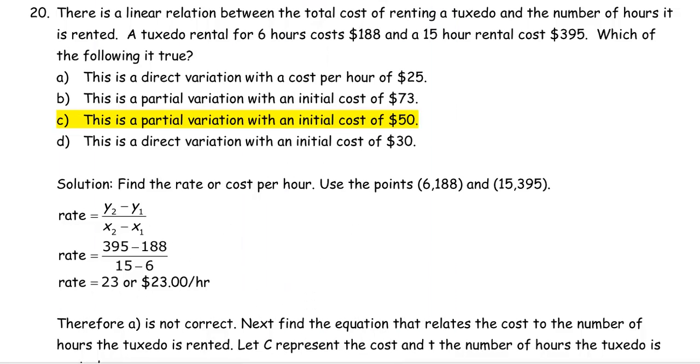And that's actually the cost per hour. Because see, the 395 and 188 are dollar amounts, and the 15 minus 6, those are hours. So this is dollars per hour. So 23 means $23 per hour they're paying for the rental. So if we look up at the solutions, A says this is a direct variation with a cost per hour of $25. The fact that we got a rate of 23 means that A cannot be correct. So we could put a line through A. We know it's not correct.